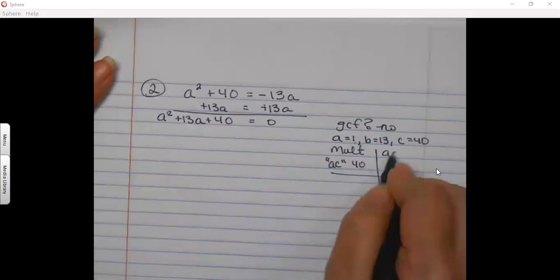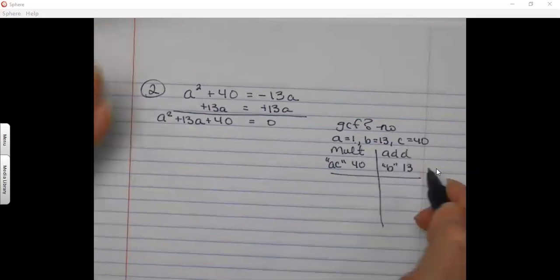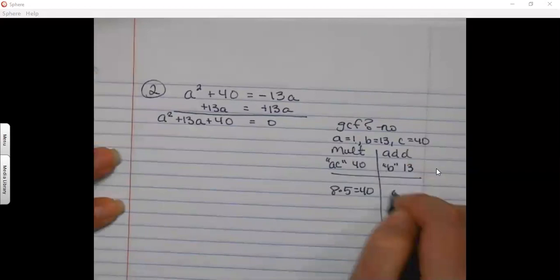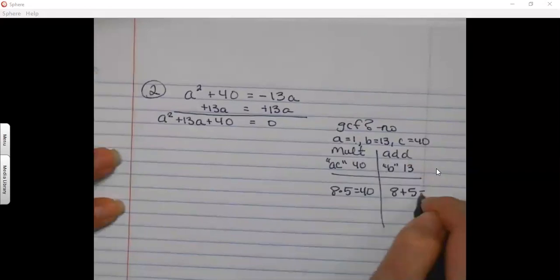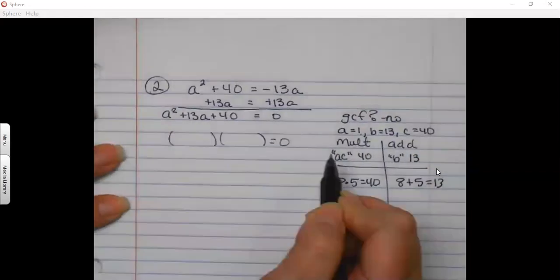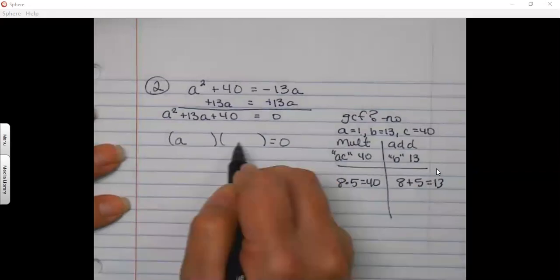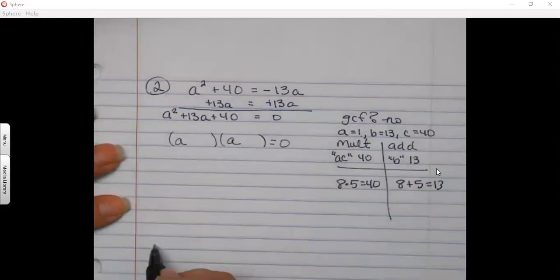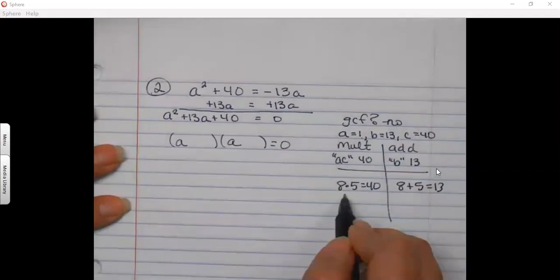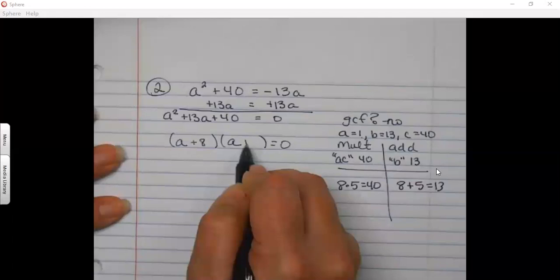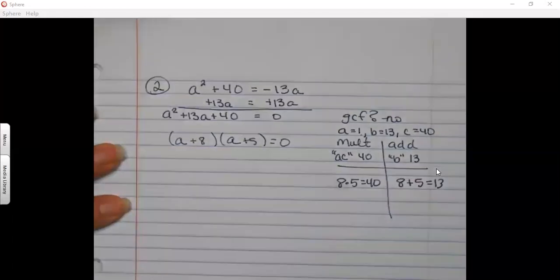All right, 8 times 5 is 40. 8 plus 5 is 13. So I make my two sets of parentheses. The variable that I'm using is A. My numbers come from my T-chart. I have a positive 8 and a positive 5. Do I need to divide and slide? No, because A is 1. If it was any number other than 1, we would.